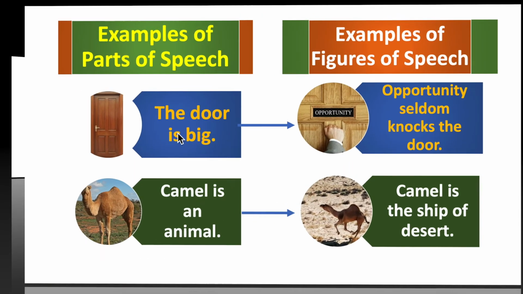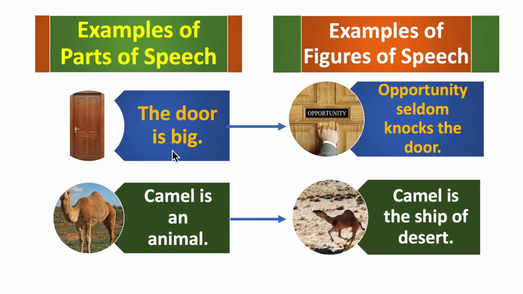Next, we have some more examples. The door is big. This is an example of parts of speech. But on the other hand, opportunity seldom knocks the door. Here, opportunity implies your luck, your destiny, your favor. And if your luck favors you, then your success is at your doorstep. So opportunity seldom knocks the door.